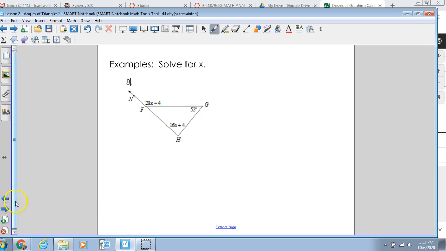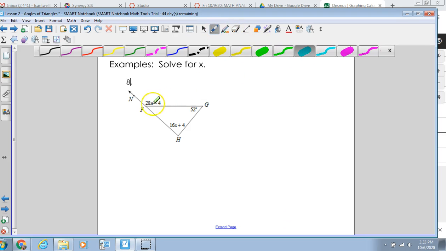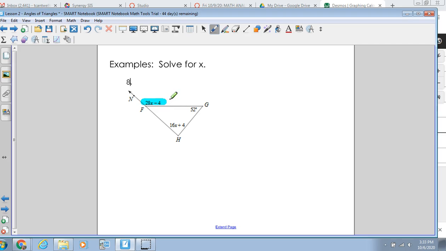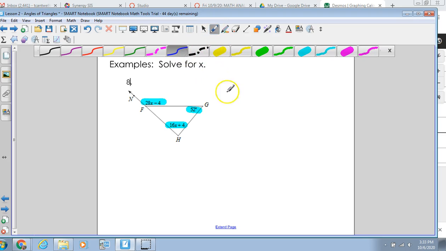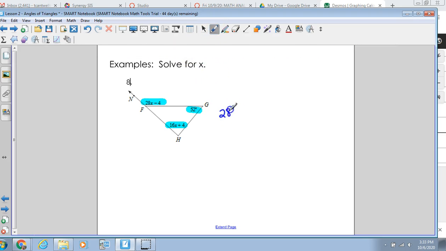And one more of these. Again, we have an exterior angle and two remote interior angles. The exterior angle is 28x minus 4. The remote interior angles are 52 and 16x plus 4. So exterior angle equals the sum of the remote interior angles.